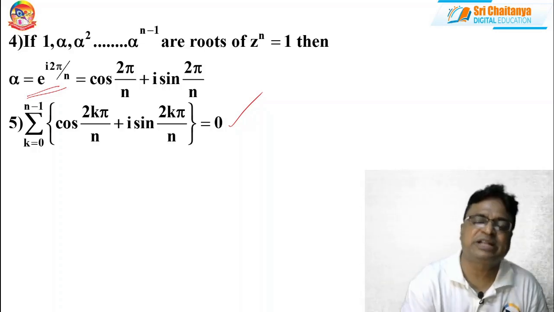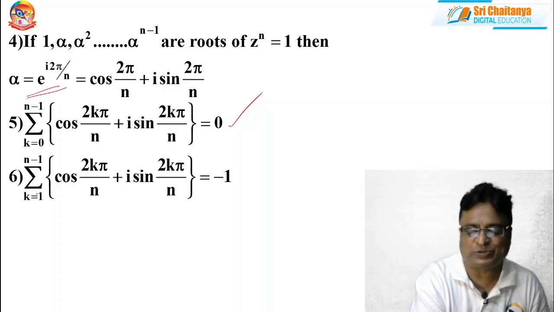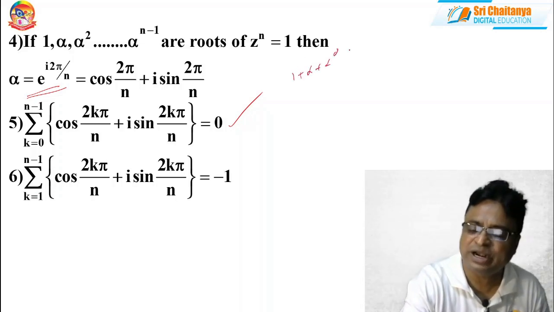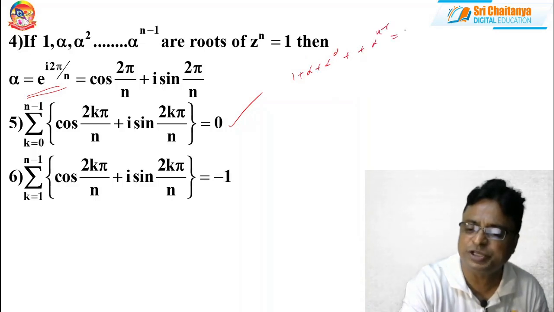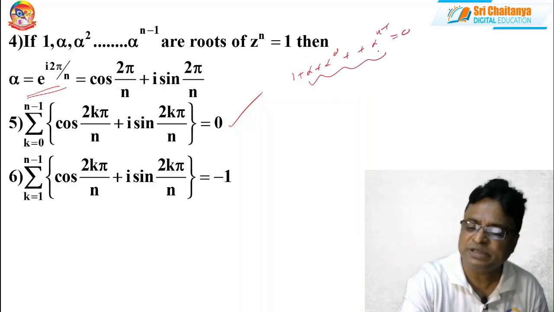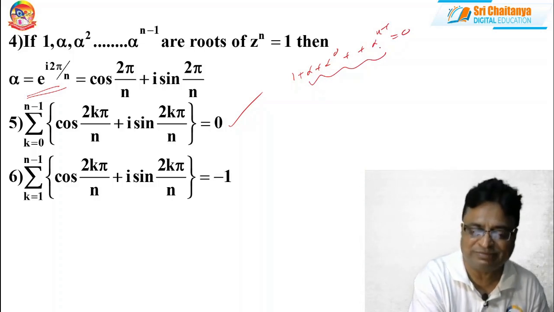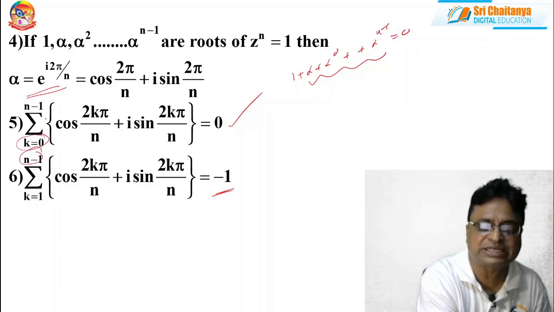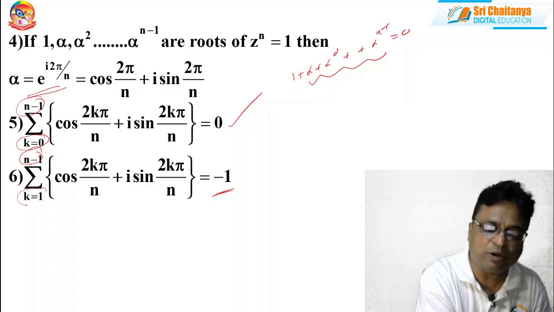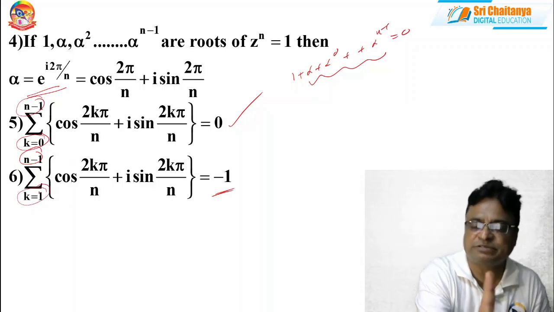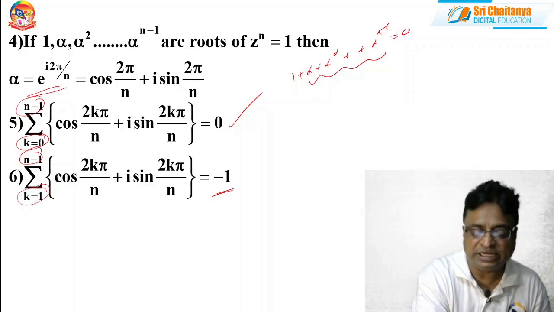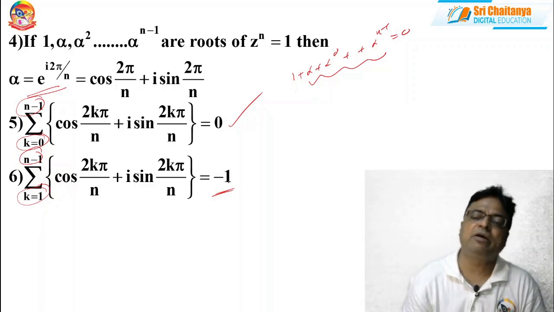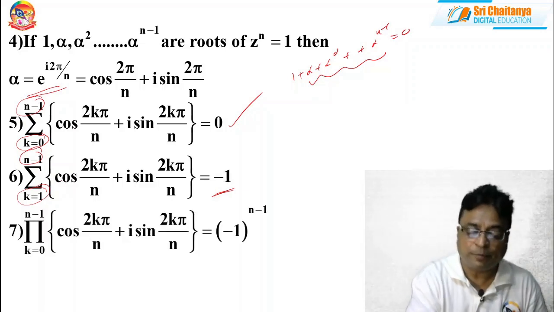Then immediately you can write the answer as 0. If k is equal to 1 to n minus 1, that means the sum of nth roots of unity is 1 plus alpha plus alpha square and so on plus alpha power n minus 1 equal to 0. But I want alpha plus alpha square and so on plus alpha power n minus 1. What is that? That is minus 1. The same thing I have represented with k equal to 1 to n minus 1. Please try to understand the difference between k equal to 0 to n minus 1 and k equal to 1 to n minus 1. If k equal to 0, the first term 1 is included, and here k is equal to 1 to n minus 1. Therefore, I have sent that 1 to the RHS side. Thereby, I got the result as minus 1.